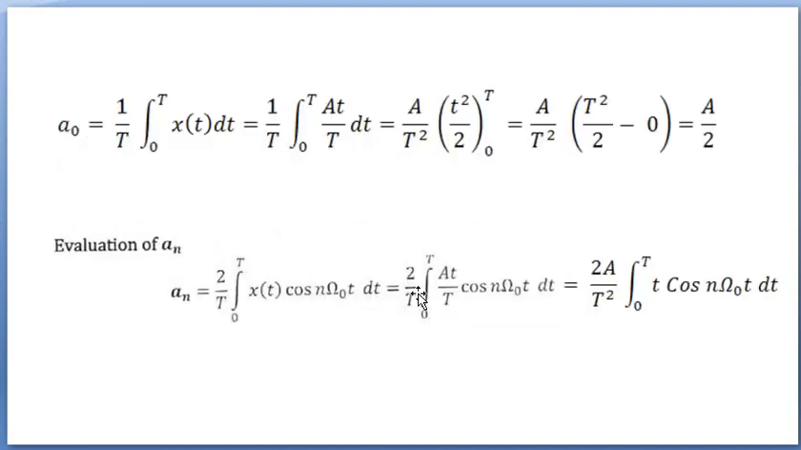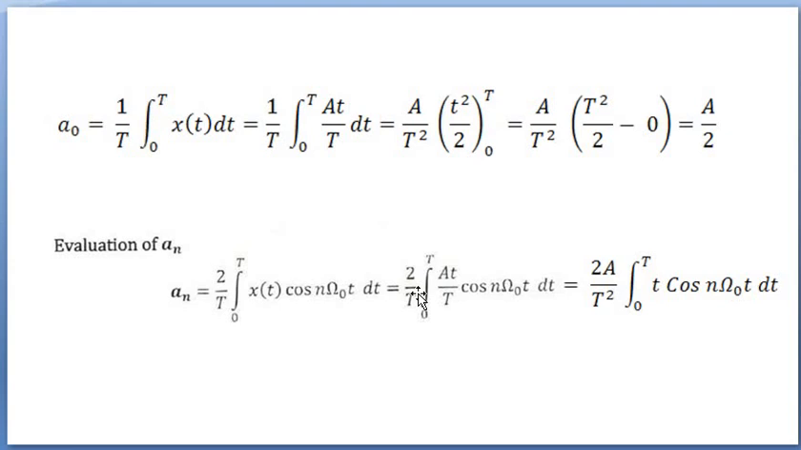Now we are going to evaluate the A0 value. The A0 formula is 1 by capital T integral 0 to T x(t) dt. That means the integration is performed over one fundamental period, so capital T is the fundamental period of the signal given. So 1 by T integral 0 to T, substitute the x(t), that is A t by T into dt. Capital T is a constant, so you keep it outside.